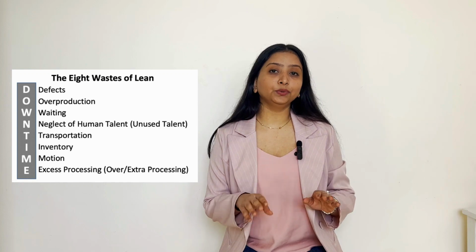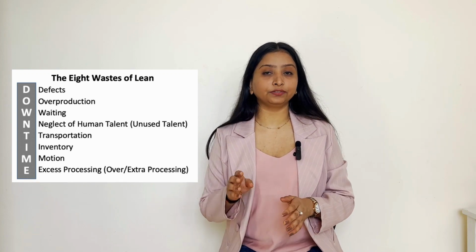Now, let me quickly take you through these 8 types of waste, how you can identify these wastes in your environment, what are the possible consequences, and what are the corrective measures that you can take to reduce these kinds of waste. There is a popular acronym called DOWNTIME, which is used for these 8 categories of waste in lean operations. Let's go through them one by one.